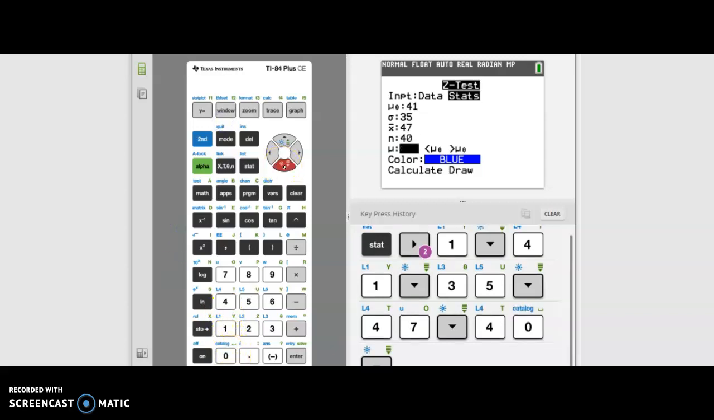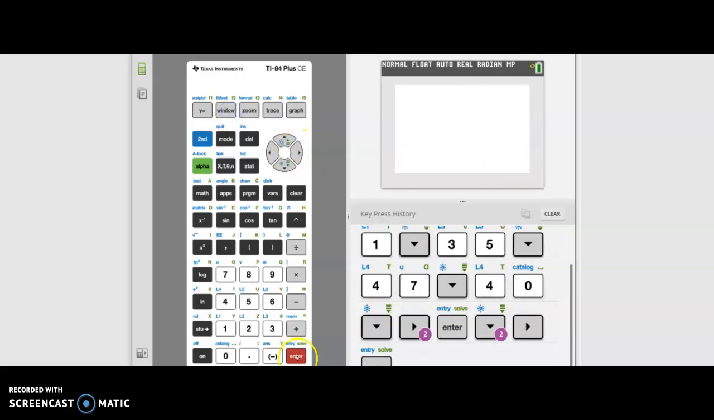And we're always going to use the same sign that we see in our alternative hypothesis, which in this case is greater than. Make sure that you don't just highlight it, but you press enter over it. And I'm going to press draw instead of calculate, so that way I get my picture. And you can see here that our z statistic is 1.0842. Round it to at least 2 decimal places when you write it on your paper. And your p-value is 0.1391. Let's go ahead and write those on our paper.